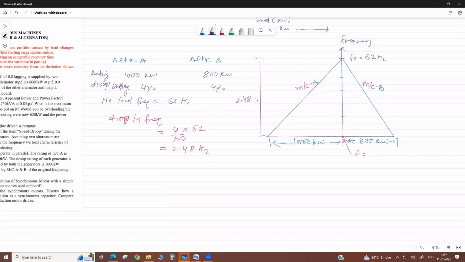So, my dear, if they are operating at full load, what is the frequency here? This minus this drop you can calculate, no? It is 62 minus 2.48, correct? What is the bus bar frequency when the total load is 1800 kilowatt? Means if both machines are operating at full load, what is this bus bar frequency? 59.52 hertz.